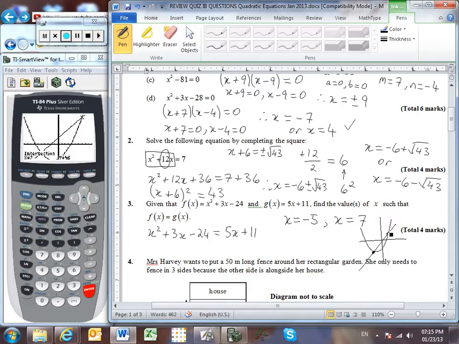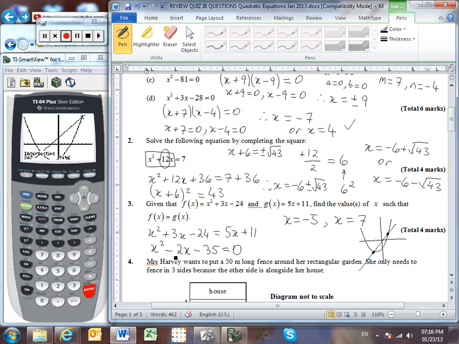I also wanted to show you another way that you could have solved this problem, again using the calculator. If I brought all of these terms over to the same side of the equation, I get x squared plus 3x minus 5x would yield a -2x. And -24 minus 11, as it comes across, will become a -35.